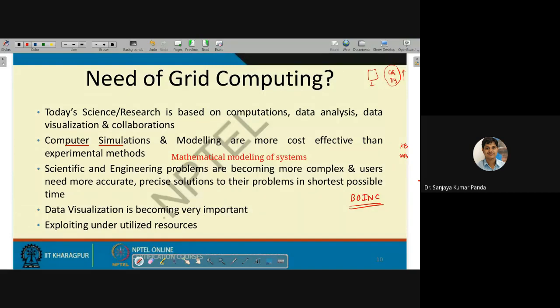Nowadays we say data science. In data science, there are different types of visualization techniques, like scatter plot, bar plot, and pie chart. Different charts are there. For visualization with a large system, you can also use grid computing. Basically, our objective is to use underutilized resources. If a resource is underutilized, we can take the help of such resources for some needy purpose, like running a particular application.